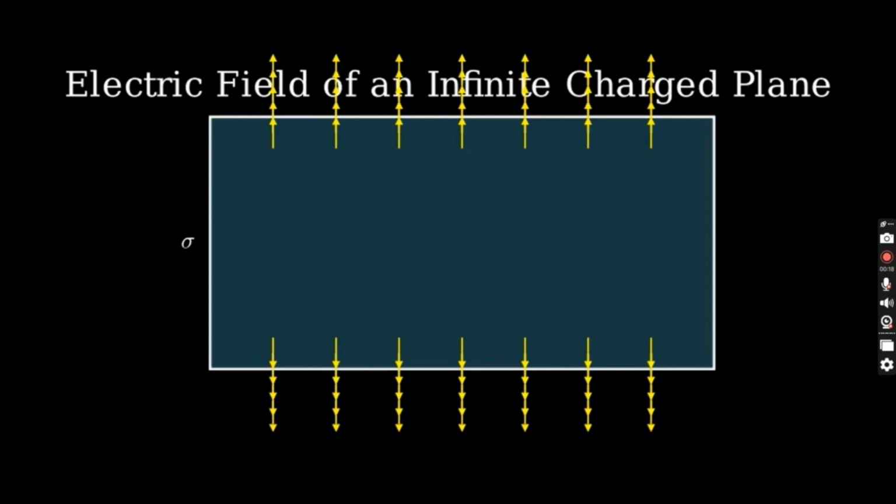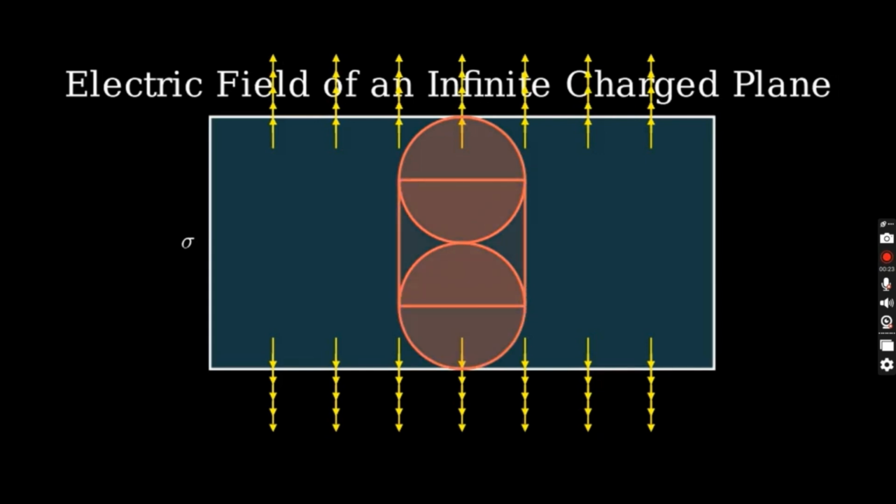To use Gauss's law, we need to choose an appropriate Gaussian surface. We'll use a cylindrical surface, often called a pillbox, that intersects our charged plane. Due to the symmetry of our setup, the electric field will be equal in magnitude but opposite in direction on both sides of the plane. Now, let's apply Gauss's law.